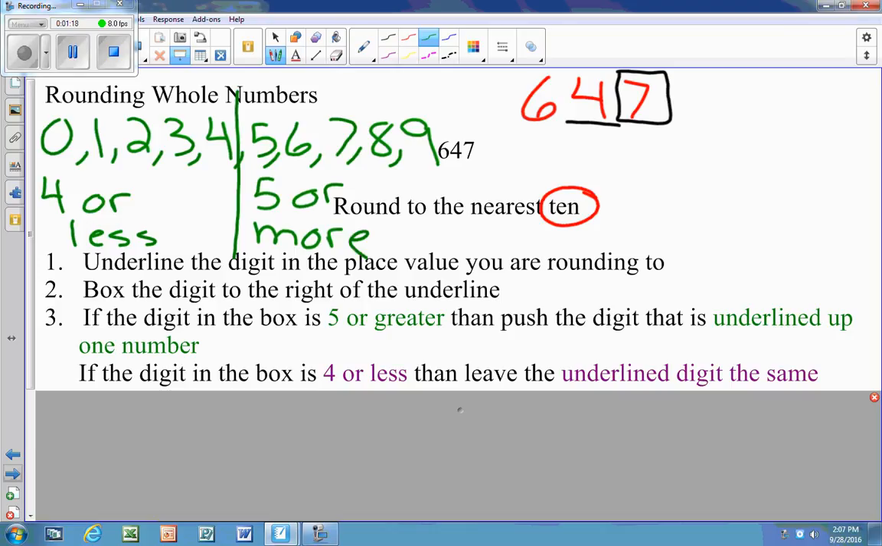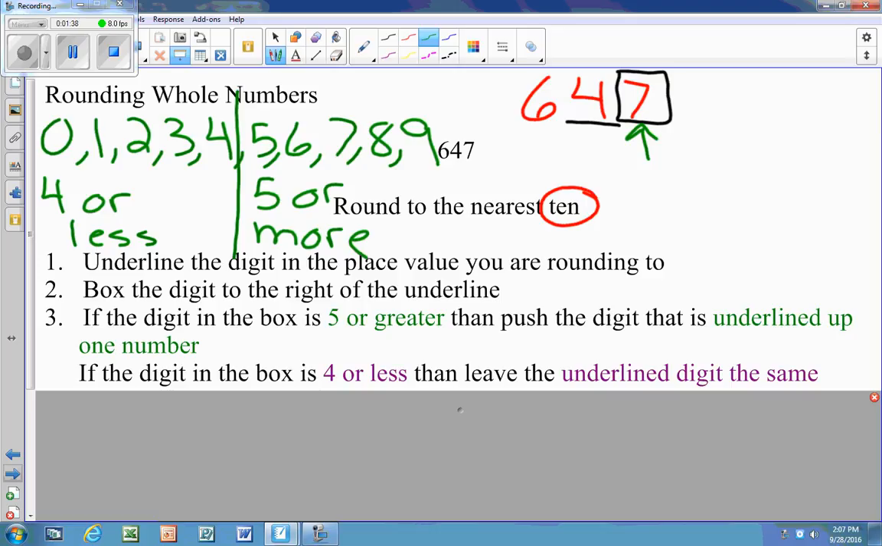If it is 5 or more inside the box, he's going to push up the underlined number, not himself, the underlined number. If it is 4 or less, he's going to leave the underlined number alone. So if it's 5 or more, we up the score. If it's 4 or less, we let it rest.